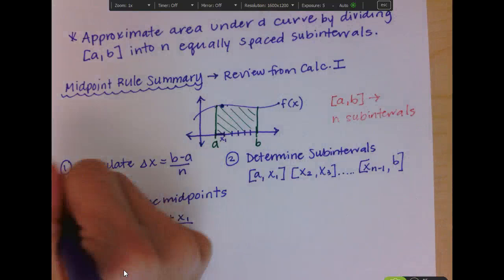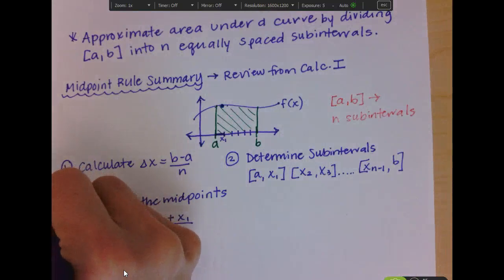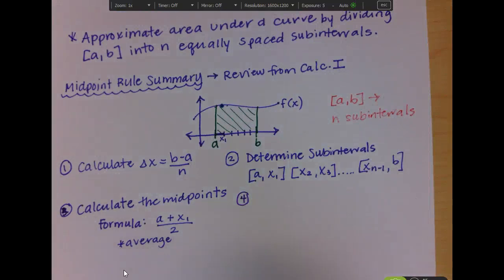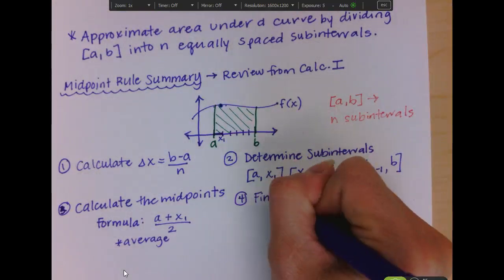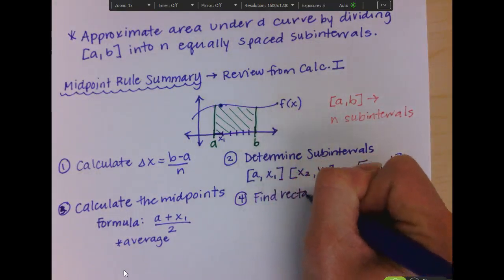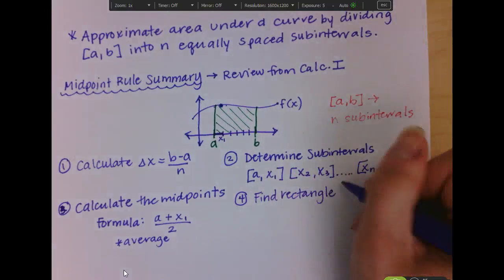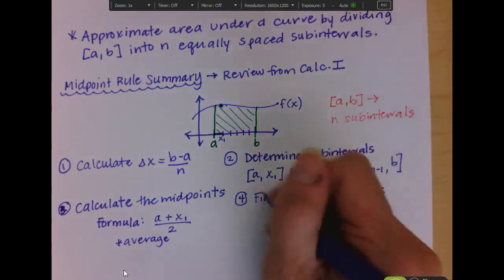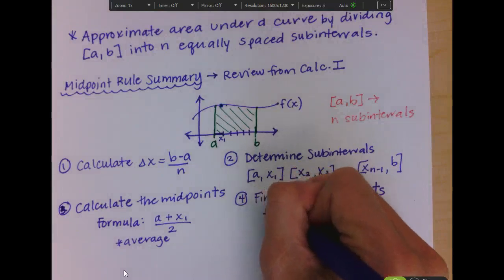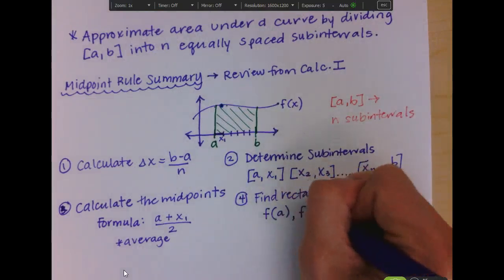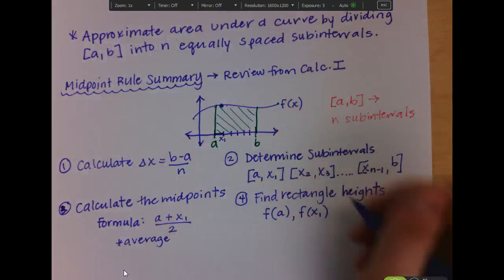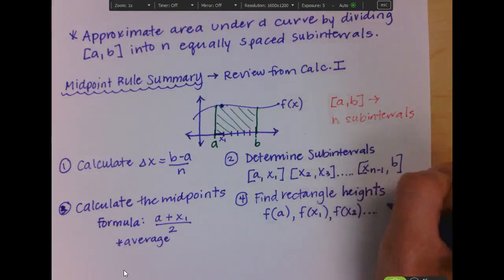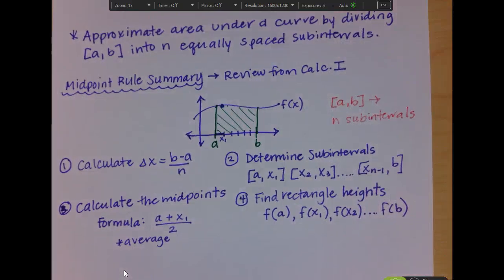So from here, whoops, I called that step 2, and that should really be step 3. I'm getting off in my numbering here. So that brings me to step 4. I need to find all the rectangle heights, n of them. I'll have n number of rectangles, so each one has a different height, and I do that by calculating f of a, and then f of x sub 1, f of x sub 2, on and on and on, however many I have, all the way up to f of b.